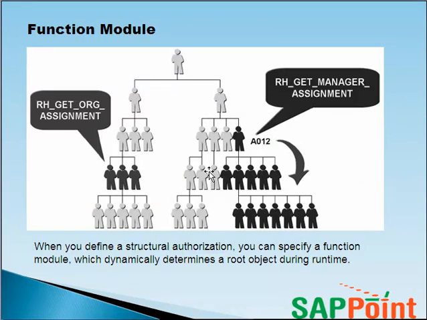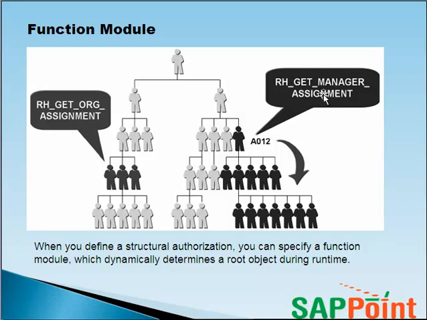What is more, the number of structural authorizations can be significantly reduced by the function module. The system does not have to traverse the entire org structure to find the user's starting node, starting object. So SAP provides two main function modules. One is RH get org assignment, and the other is RH get manager assignment.